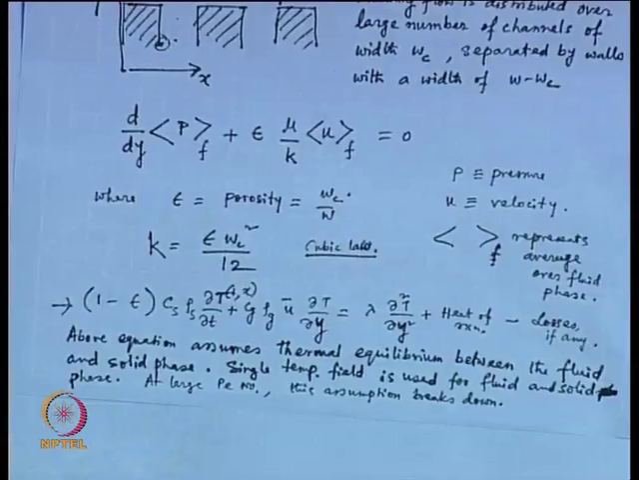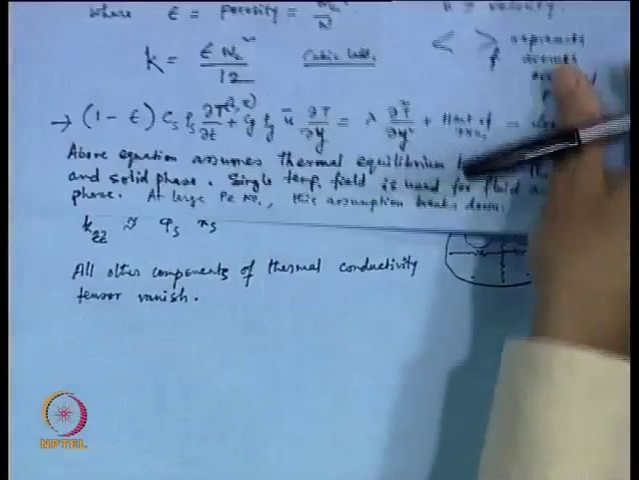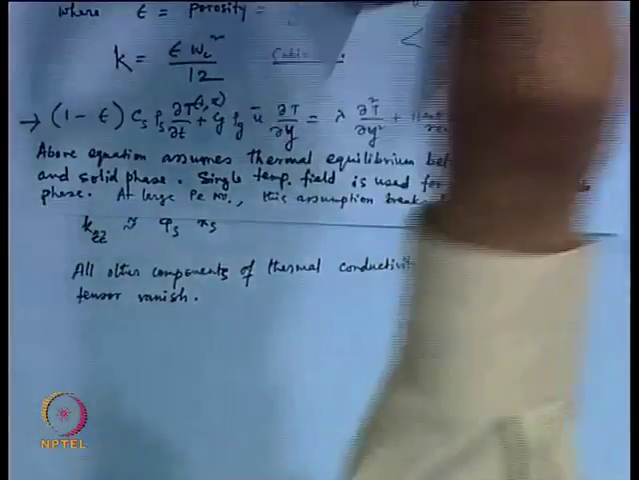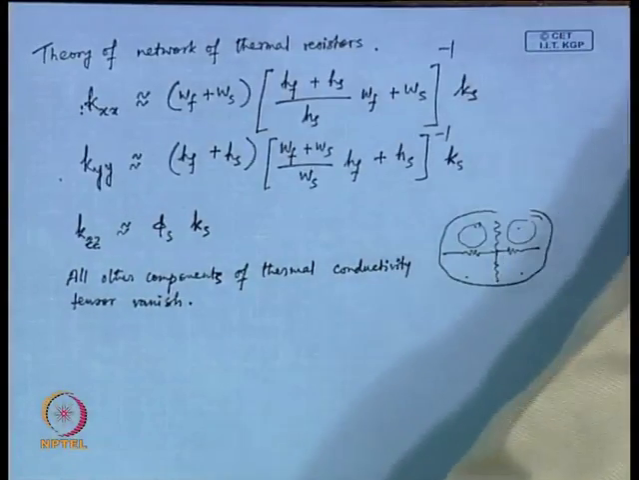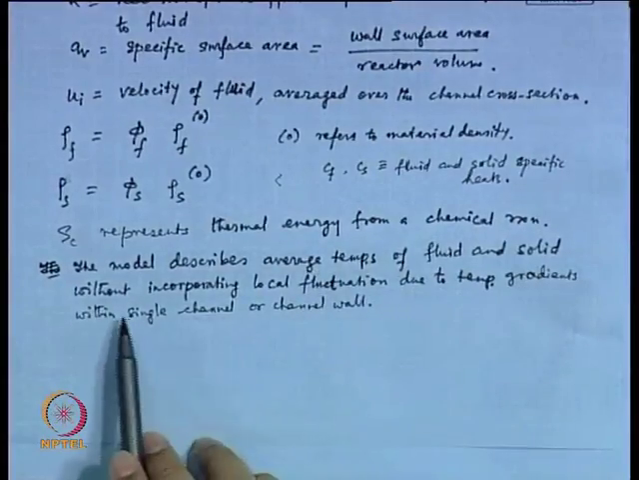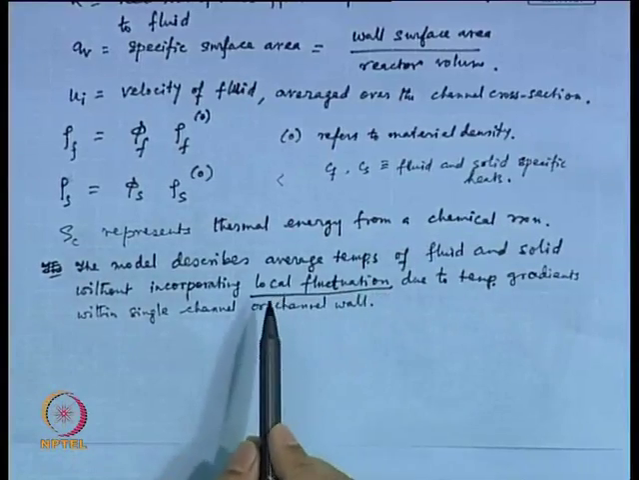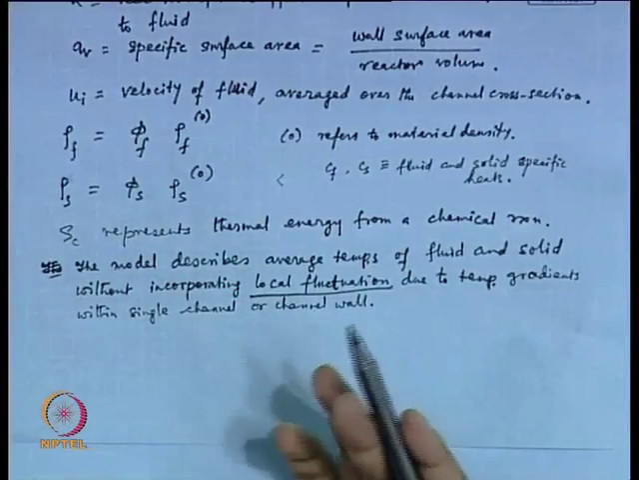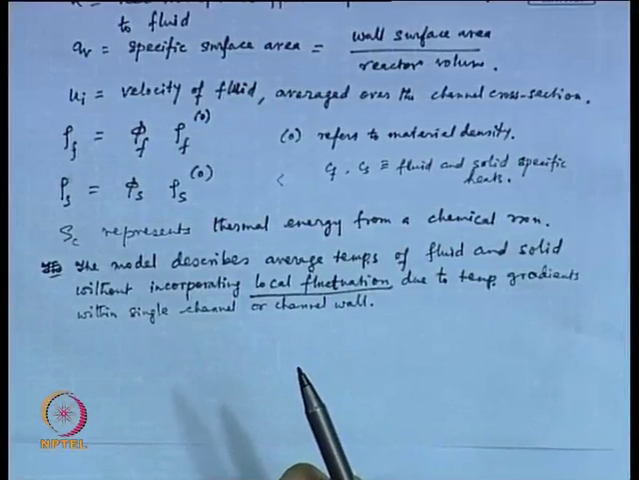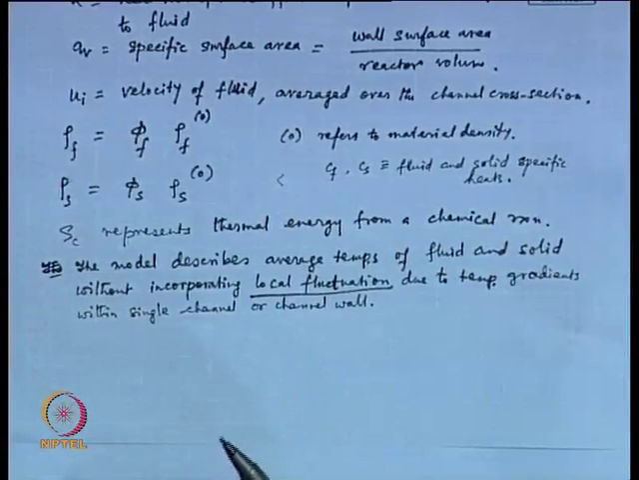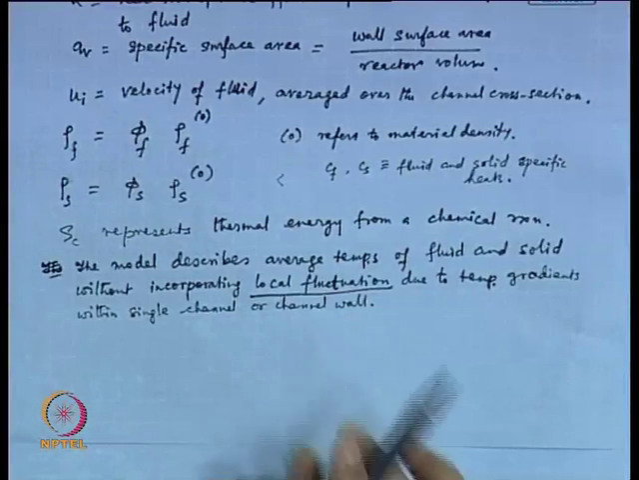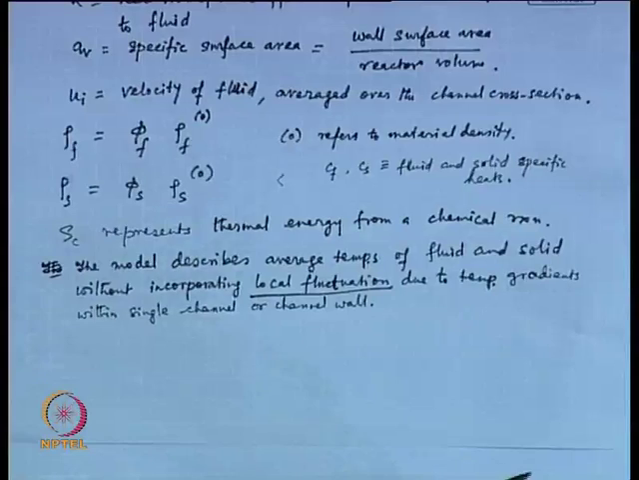However, you are assuming these are average temperatures of fluid and solid, without incorporating local fluctuations. So you are not considering any temperature gradient within a channel, where the gas is flowing or the feed is going through, next to the solid material. There also you will have a temperature gradient, but you are just putting a TF and TS. You do not differentiate between TF at the center of the channel and TF near the wall of the channel.